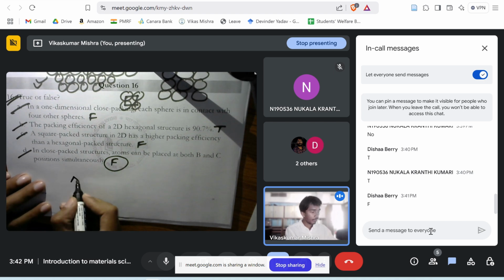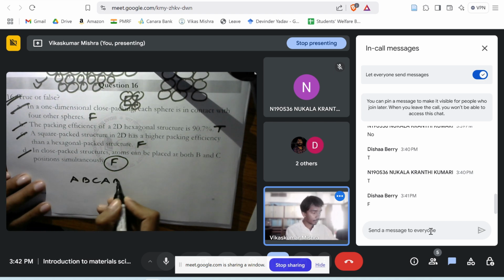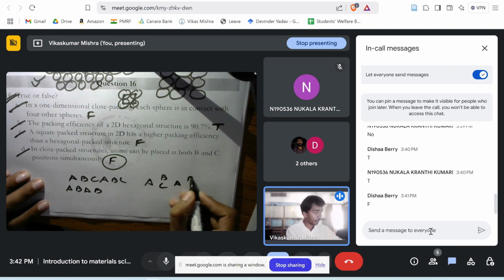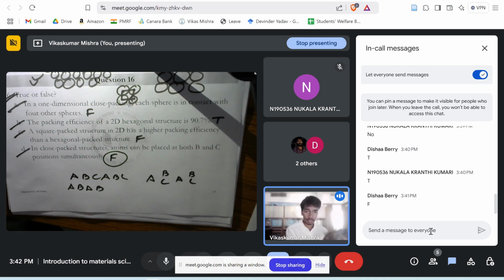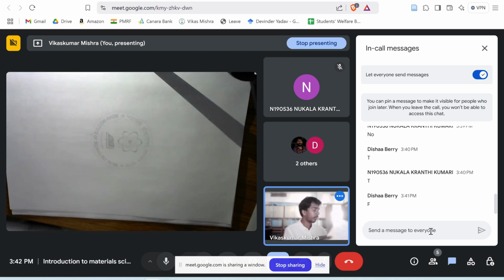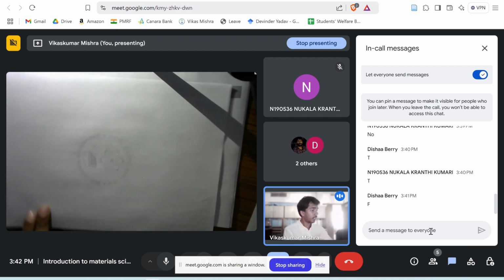We can follow the ABCABC stacking, and we can follow the ABAB stacking. But you cannot follow A, B, C together, then again A, then again B, C. It's incorrect. The distance between the voids is so small that you cannot fit the B side and the C side together, and that's the reason why we won't be able to do this. So with that we have completed this question. Let's move to the next one.